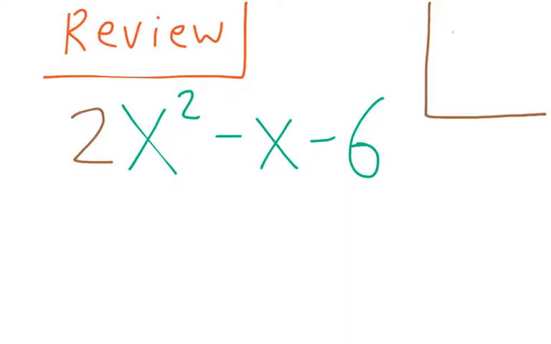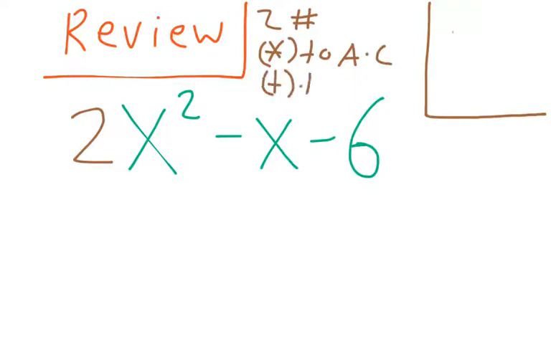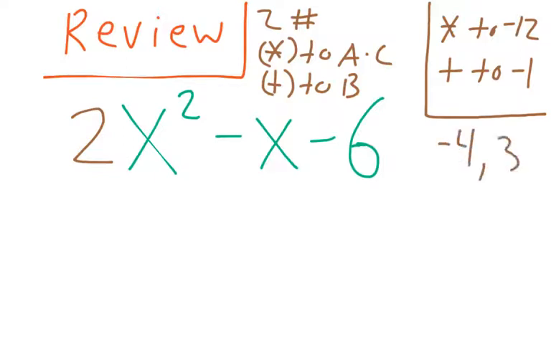I still have to find two numbers. That pound sign means number, not hashtag. These numbers have to multiply to a times c instead of just c, and add to b. So I need to find numbers that multiply to -6 times 2, so multiply to -12 and add to -1. Can you think of two numbers that multiply to -12 and add to -1? And there they are.